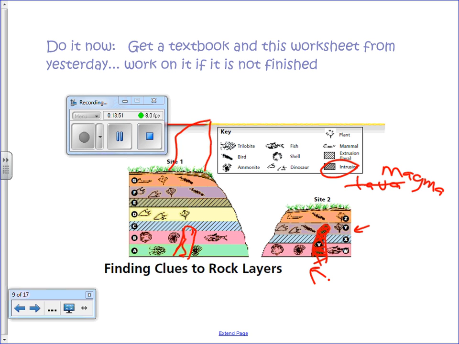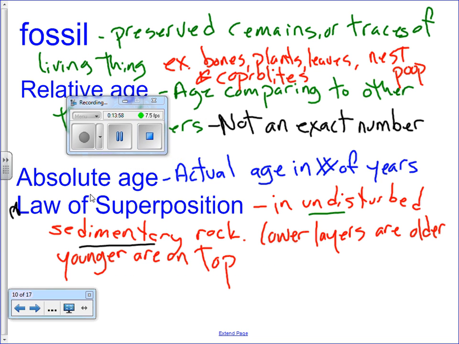Because this is not. Why can't we use the law of superposition? Yeah, you're talking about an igneous layer. And so the igneous layer disturbed the sedimentary rock. Okay? Everybody good with that? I promise you'll see that question again.